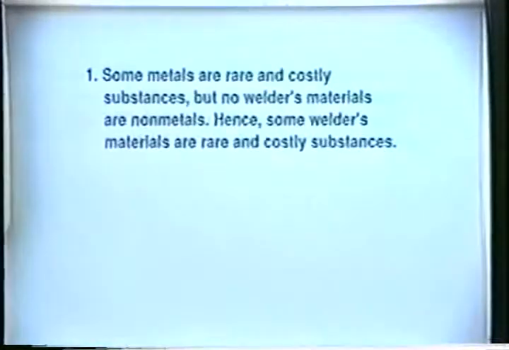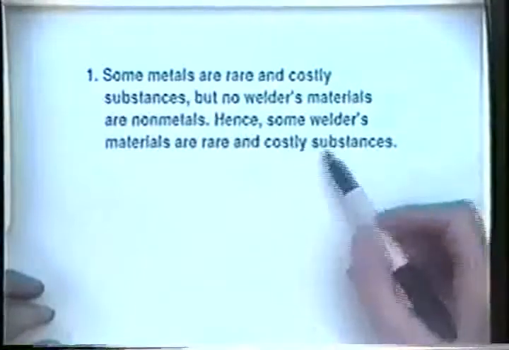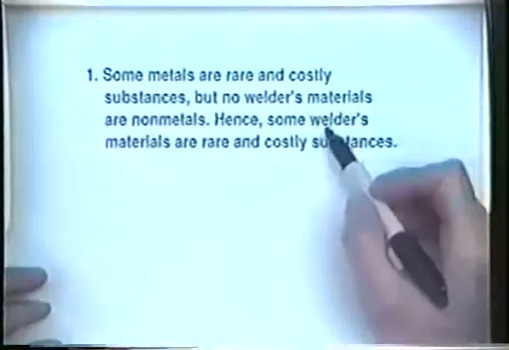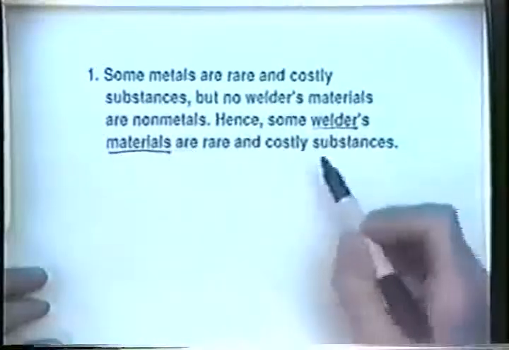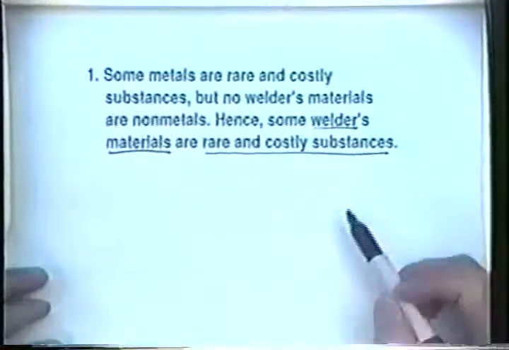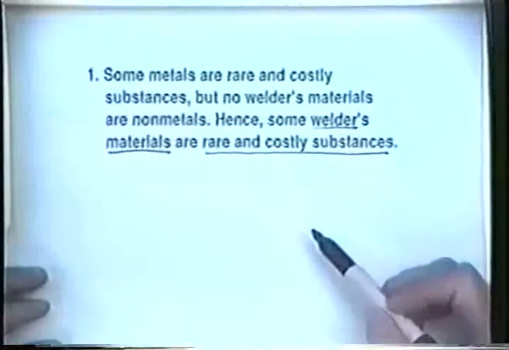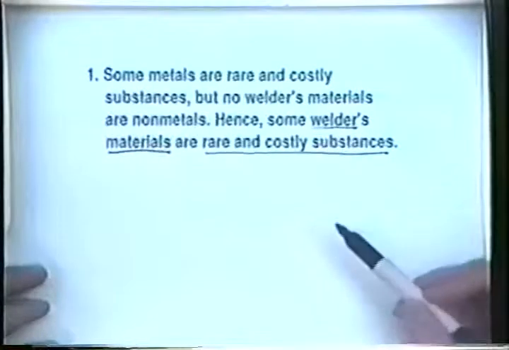And here's number one. Some metals are rare and costly substances, but no welder's materials are non-metals. Hence, some welder's materials are rare and costly substances. Well, how do we begin? The first thing we need to do is to identify the three terms we're going to use. Let's look at the conclusion first. We have some welder's materials are rare and costly substances. Well, that's a perfectly good I sentence, and we've got two perfectly acceptable terms: welder's materials and rare and costly substances. So no change has to occur in the conclusion, and we've now identified two of the terms of the syllogism.